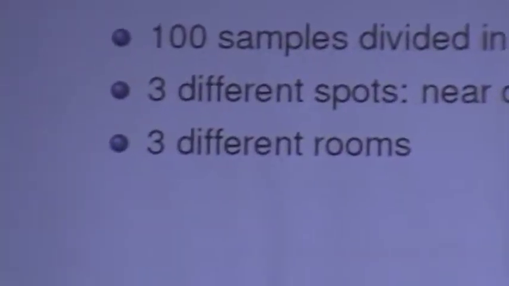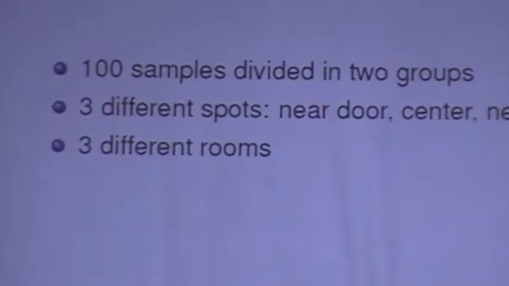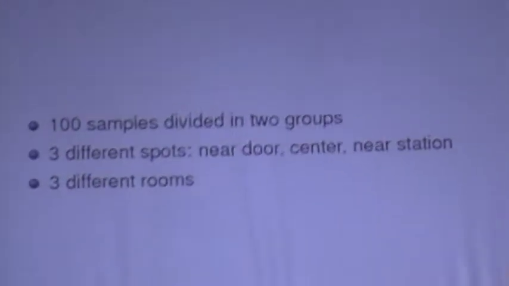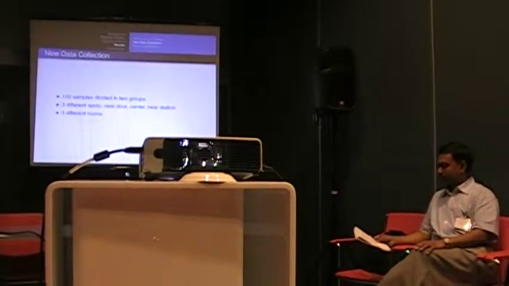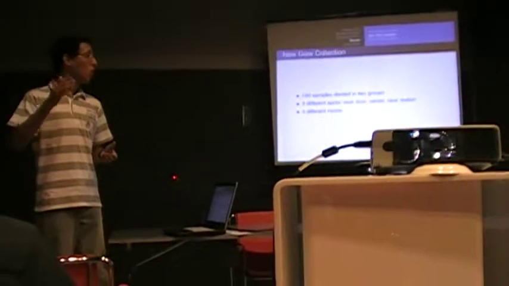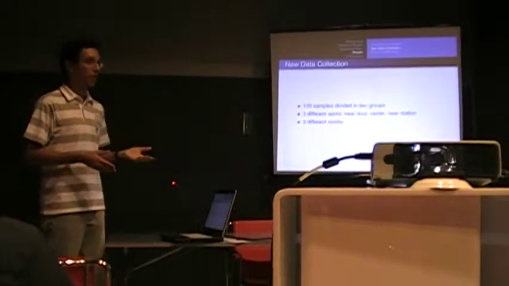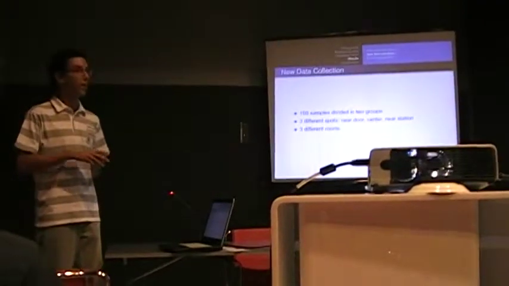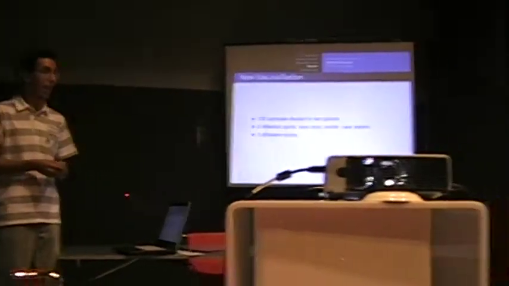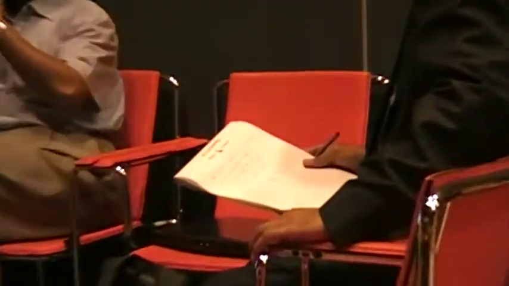To do that, we made a new data collection, which consisted of 100 samples divided into two groups, a 30% group and a 70% group. We did that to compare the results within a small sample and a bigger sample, in order to see if the results were similar. That data collection was made in 3 different spots of each room, which means once near the door, once in the middle of the room, and once near the station. We did that to try to represent the most common case and the most extreme case that can happen. Any other case is just a combination of those 3. We did that in the rooms that had a station, so 3 rooms.